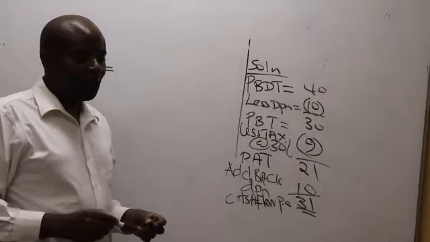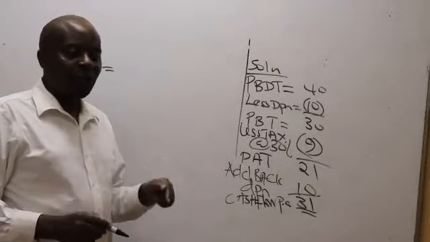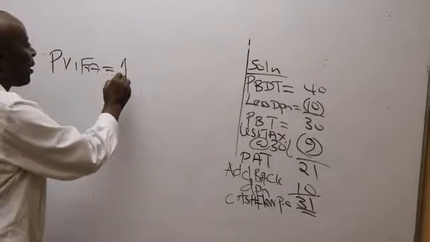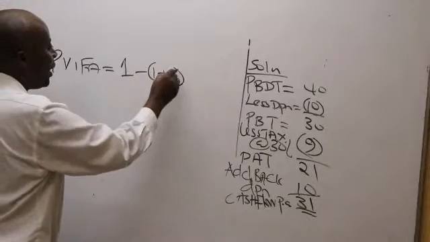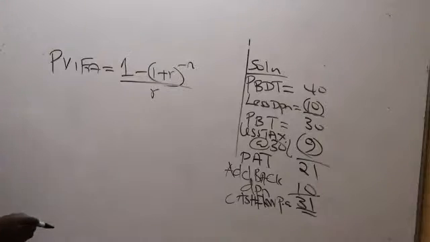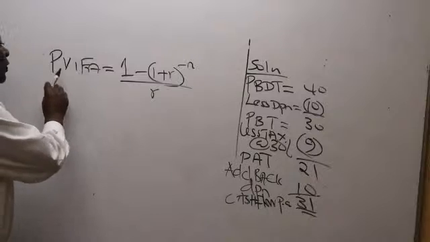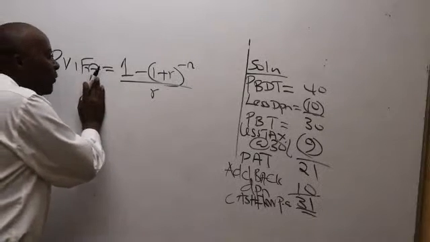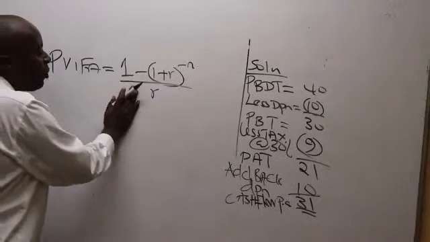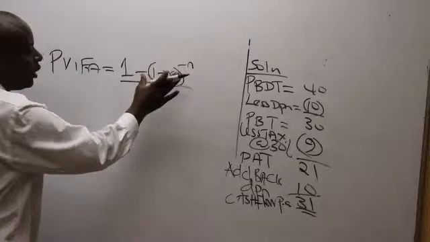PV-FAR will be equal to... Please try writing down that formula. PV-FAR will be equal to 1 minus 1 plus R raised to negative N, all over R. Thank you so much, J Abayo. Right? If it's PV-FAR, present value interest factor of an annuity cash flow, this will be the longer formula we shall be using. So it will be 1 minus this divided by R.